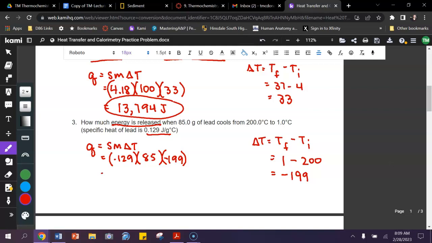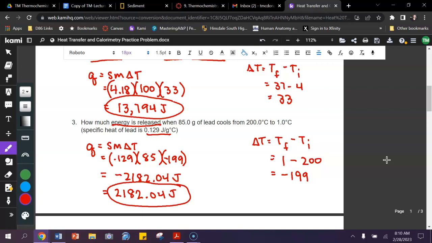Okay, so when I multiply all of this out, I get negative 2182.04 joules. The problem is that when I ask you for a quantity, like how much is released, we don't say that it's negative. All that we need to do for our answer here is just remove the negative, and we have 2182.04 joules.